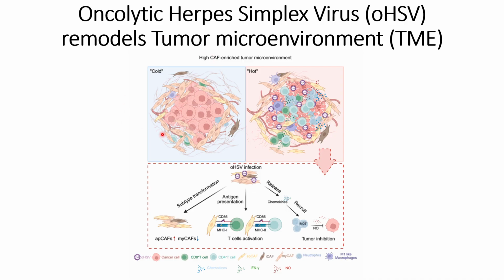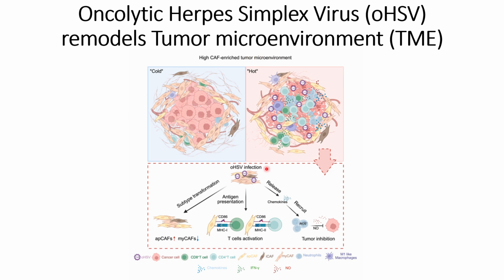The cold form is the condition where the tumor is not treated with oHSV, and the hot form is the condition where it is treated with oHSV. We will understand why they are called cold and hot. Before that, what kind of model did they use? It is a high cancer associated fibroblast enriched tumor microenvironment. They generated these models using KPC pancreatic adenocarcinoma cells and pancreatic stellate cells at a ratio of 1:10 to make this cancer associated fibroblast enriched tumor microenvironment.